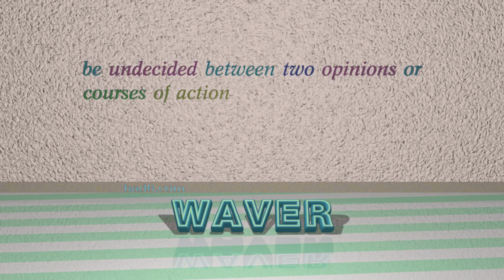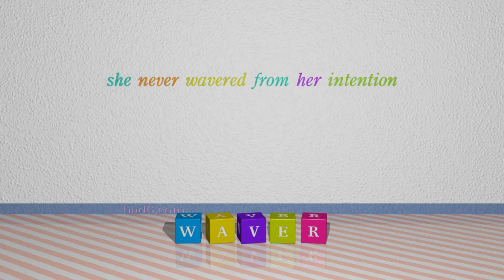Number 6. Waver. Which means be undecided between two opinions or courses of action. Waver. For example, she never wavered from her intention.